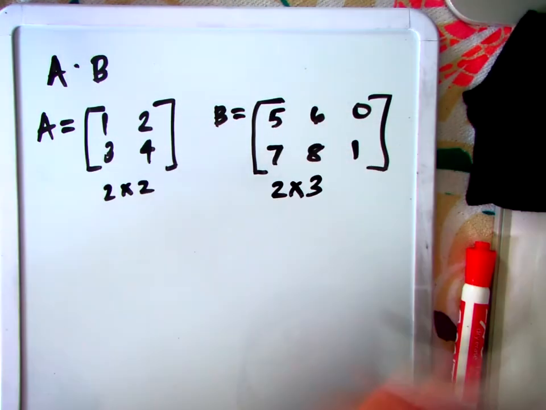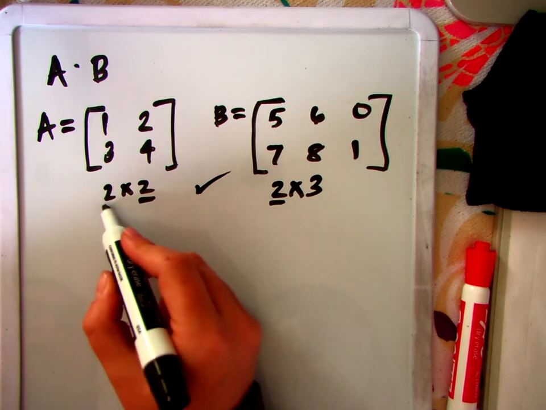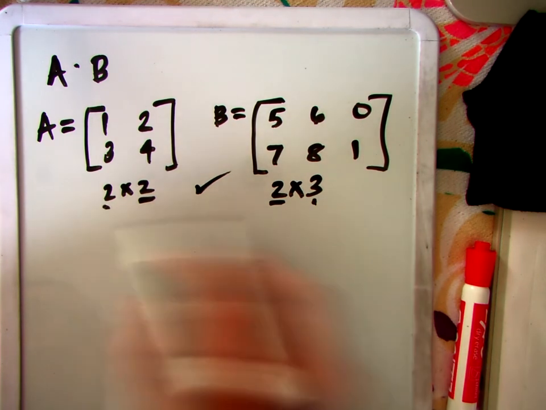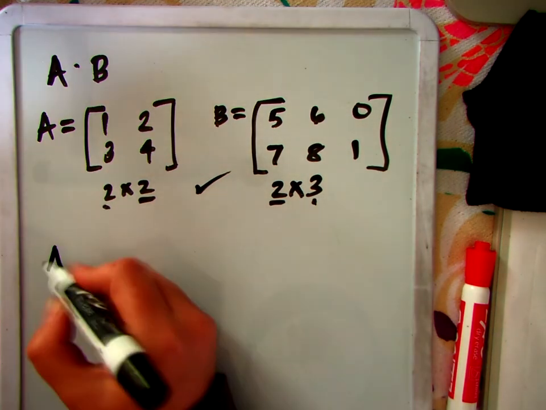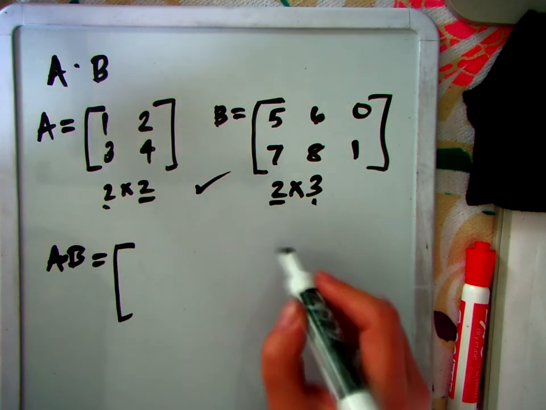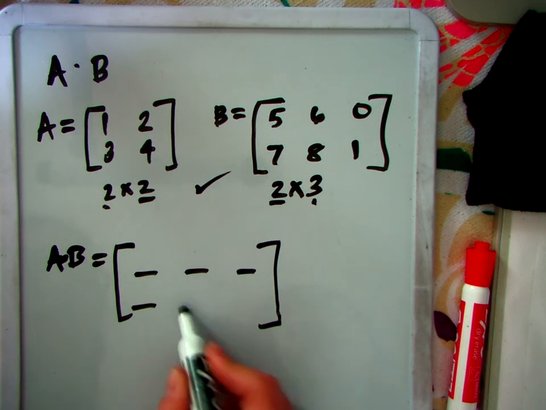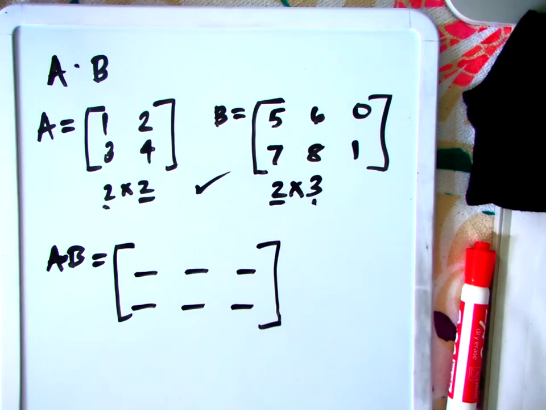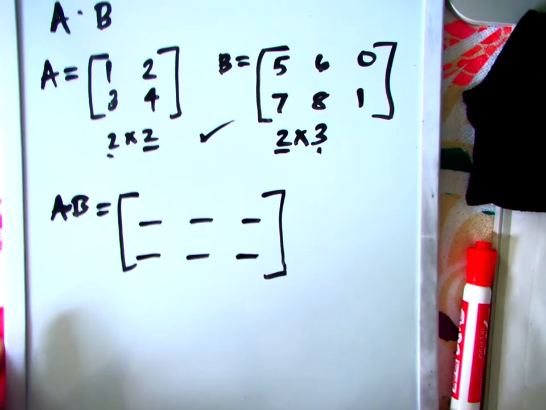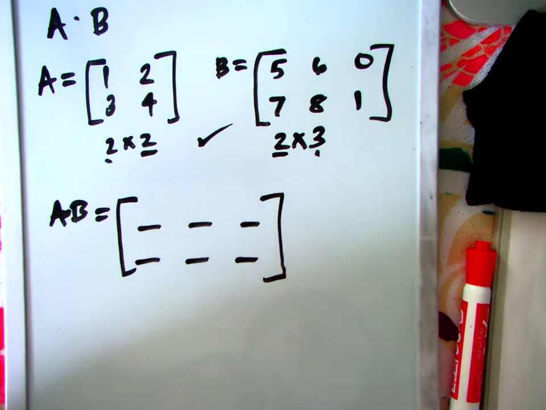So are we allowed to perform the multiplication? Yes. What are the dimensions of our answer? A 2 by 3 matrix. So let's go ahead and draw that. A times B is a 2 by 3. I'm just setting it up because I'm new at this, right? Setting it up so I don't make any mistakes.